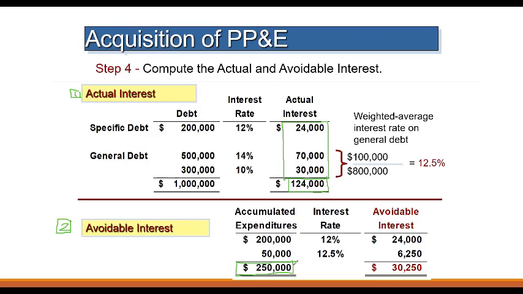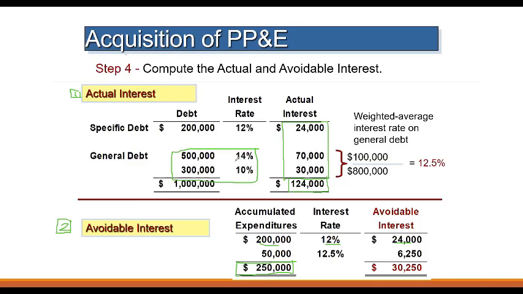250. And we would like to know from where we are going to finance the 250,000. We are going to say we got a specific debt for 200,000. So 200,000 multiplied by 12% is 24,000. What about the other 50,000? From where shall we finance it? We are going to finance it from the other 2 general debts.